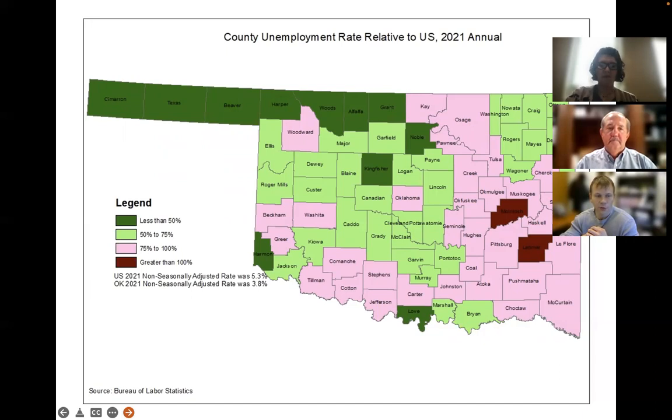The 2021 U.S. unemployment rate was over 5%. Here in Oklahoma, it was less than 4%. We only have a couple of counties that were greater than the national average for 2021, and most of our counties were less than 75%, even less than 50% of that. So half of a 5.3 average is 2.5% unemployment, which is strikingly low. So we're doing relatively well compared to the rest of the country. Next slide.